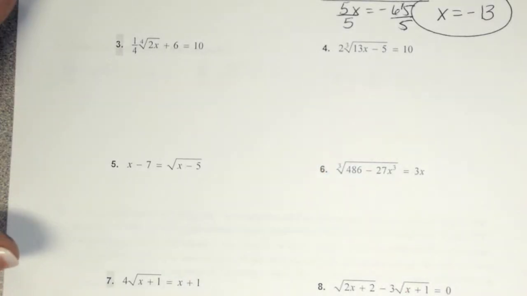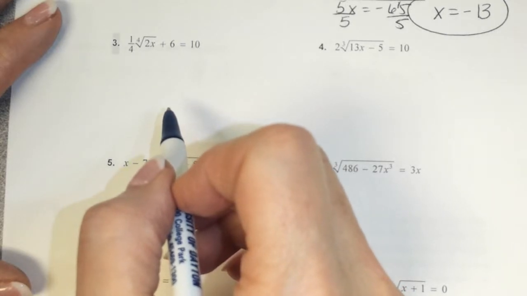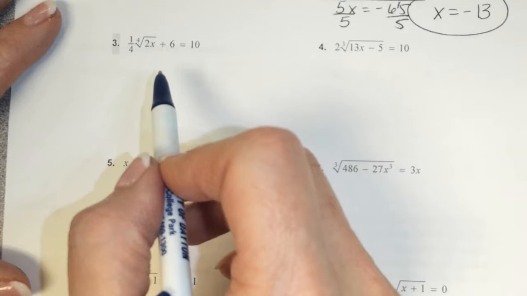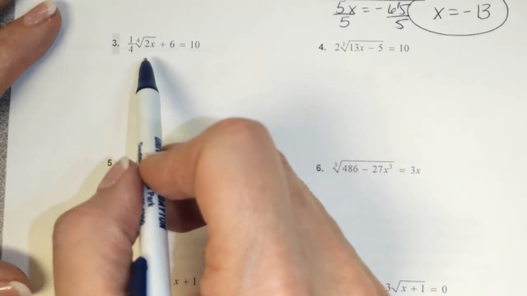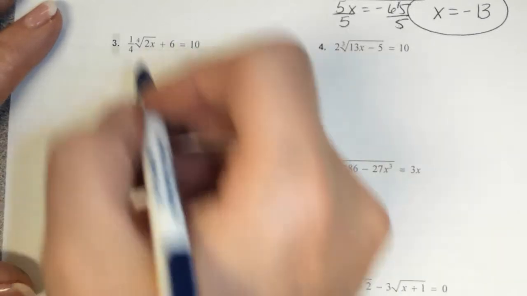Carter, what would you do first? Probably make each side equal. Already? I would just, you want to isolate that radical. Yeah. So what do you want to do? Times everything by 4. Okay, we can do that.